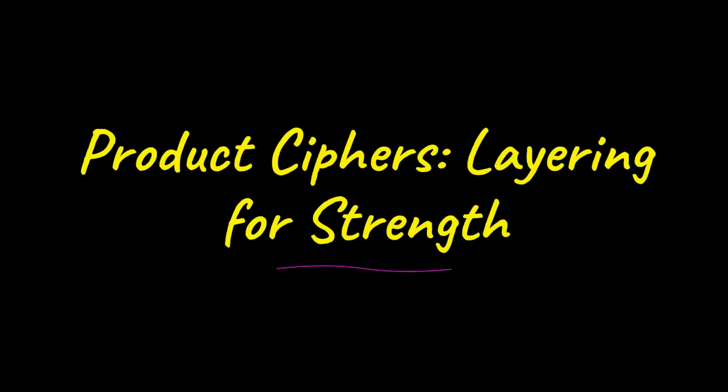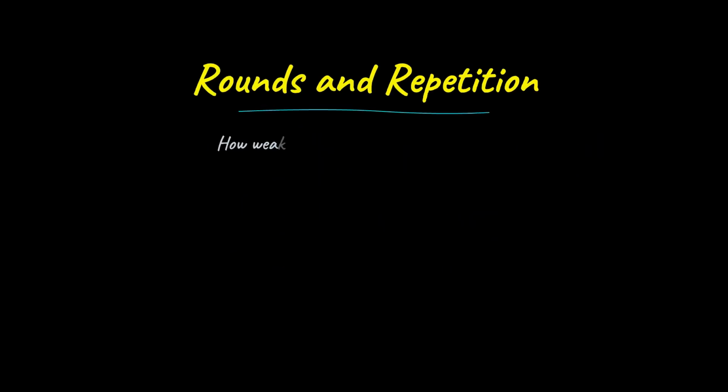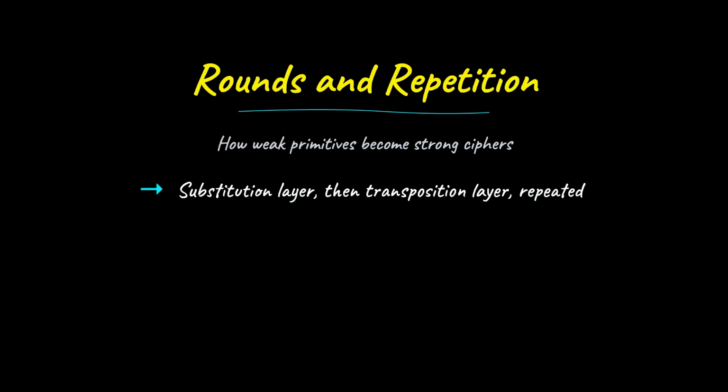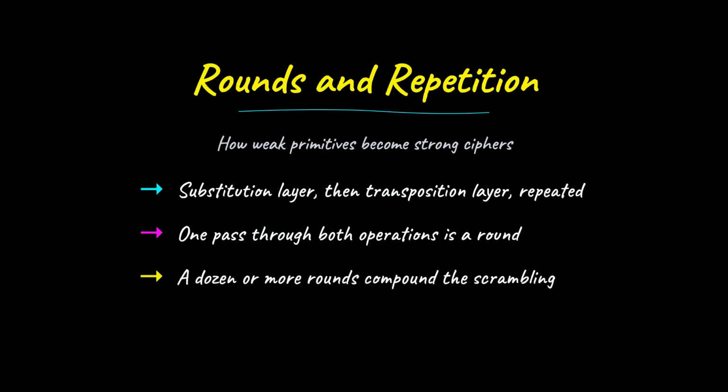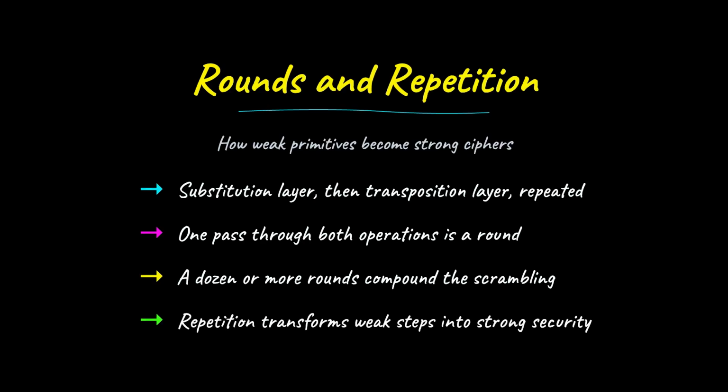A single substitution or transposition alone makes a weak cipher, since each preserves clues an analyst can exploit. Modern cryptography's strength comes from combining these two primitives and repeating that combination over and over, an architecture called a product cipher. A product cipher applies substitution, then transposition, then more substitution and transposition, building up scrambling step by step. Each complete pass is called a round, and while one round provides only modest mixing, a dozen or more compound into a transformation that hopelessly tangles the relationship between plain text and ciphertext.